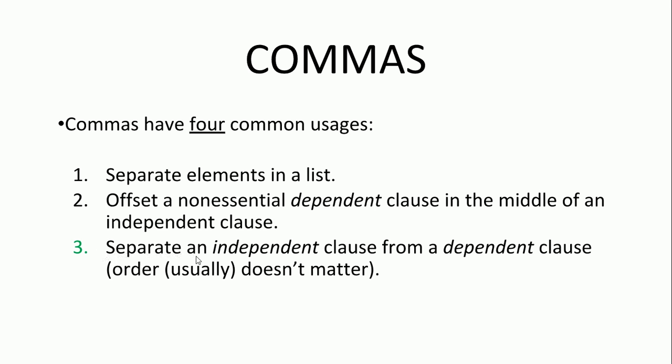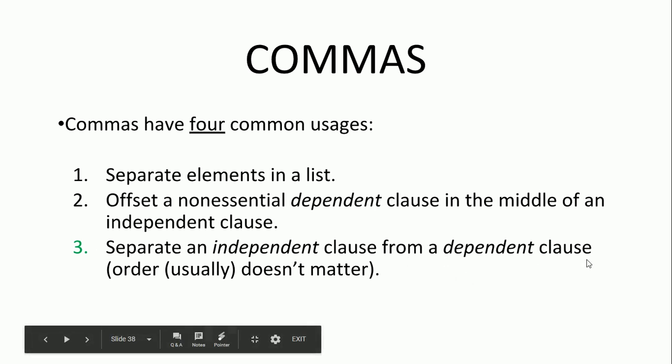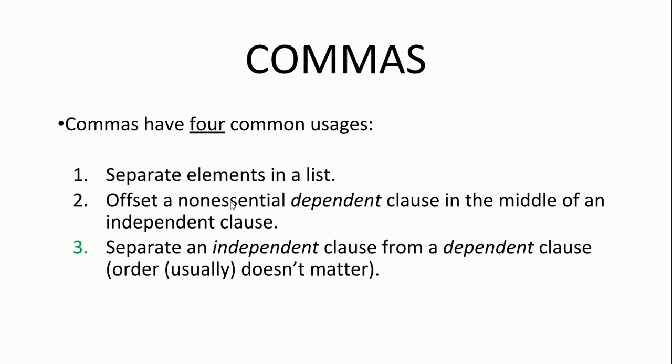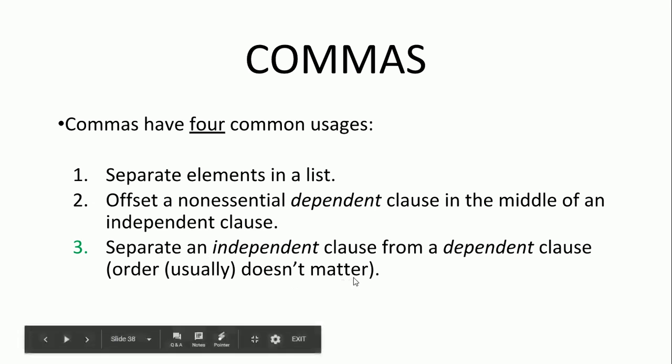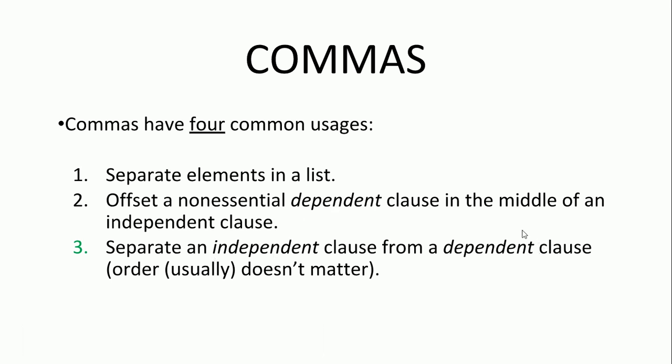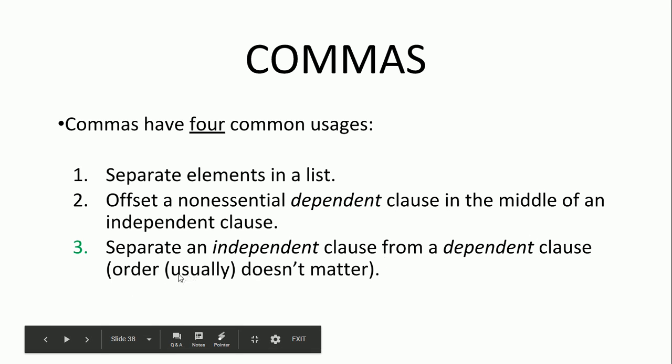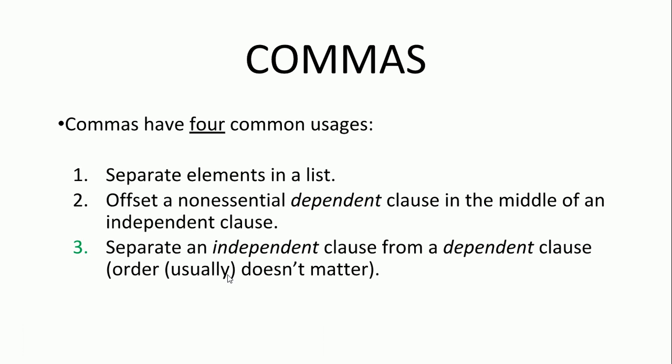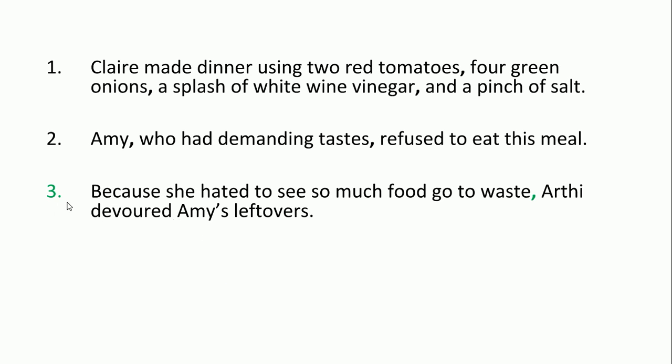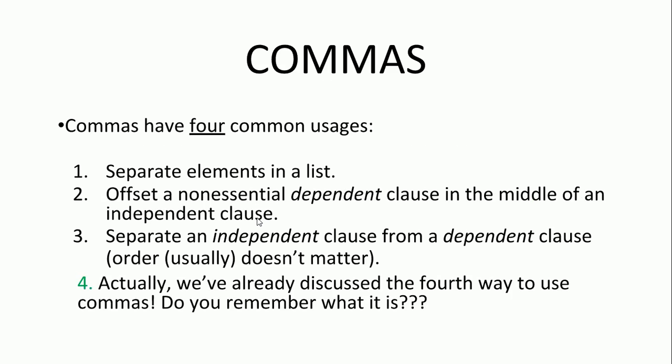Third way you can use a comma is to separate an independent clause from a dependent clause. Simple. Certainly simpler than number 2. And the order of these usually doesn't matter. You can have independent, then dependent, dependent, then independent, whatever. There's a usually here because there's a few edge cases where it does matter, but I'm not really even going to cover these on the slides, not even in purple slides, because they're so obscure that it's not really worth anyone's time to know about them, and the SAT will rarely test on something like that. So, an example, because she hated to see so much food go to waste, Arthi devoured Amy's leftovers. Dependent, independent, good.